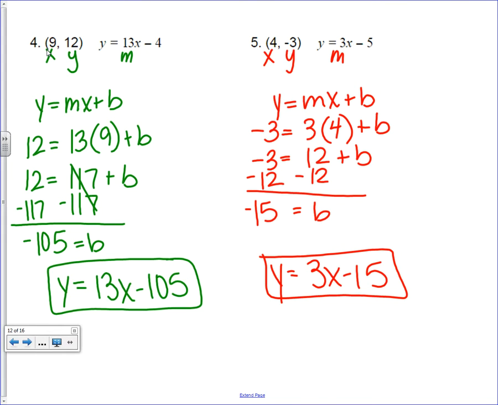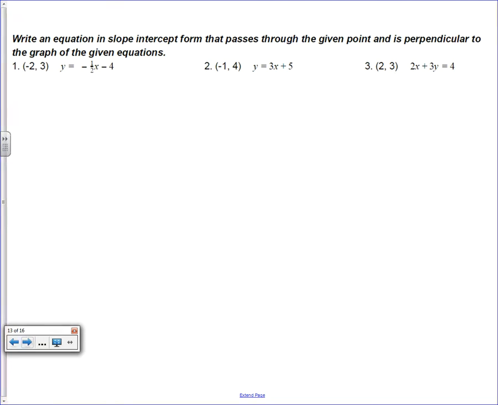All right, so take a look. Your directions are identical. The only thing that's different is I am telling you they have to be perpendicular now, which means opposite reciprocal slope. So take a look at number 1. The points are still x and y, aren't they? X here, y here. The slope right now is negative 1/2, correct? Well, what's the opposite of negative 1/2?